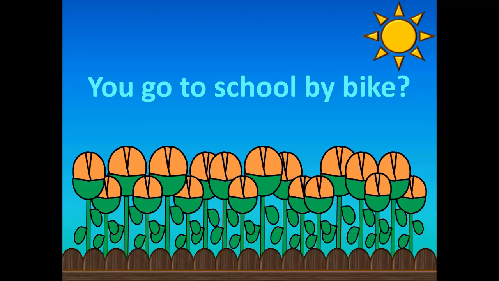Now see, why should we remove the question mark? Question mark should be there. So then we should use, do you go to school by bike? Exactly, exactly. Okay, so you're right. So we should say, do you go to school by bike, right?